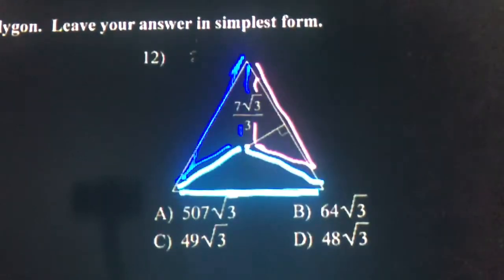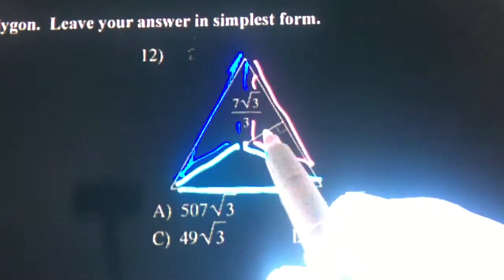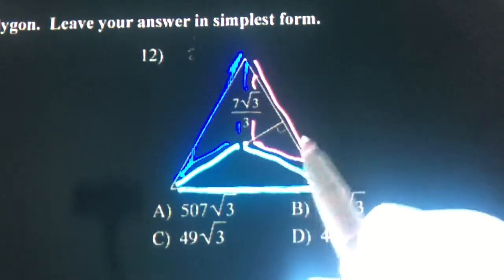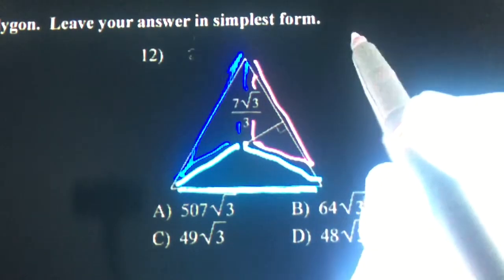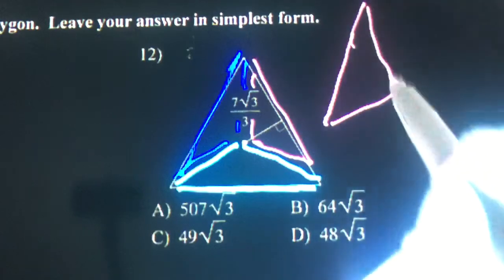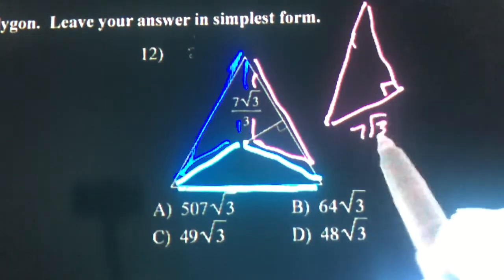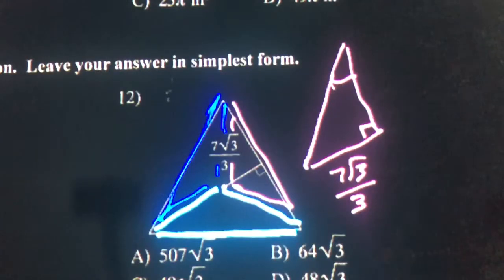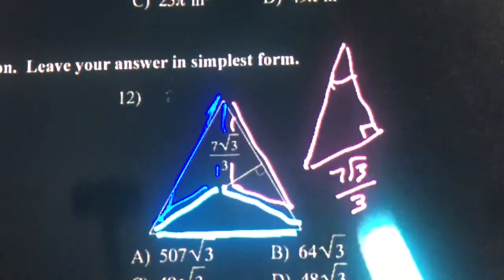of our problem. So we're going to go ahead and recognize that this 7 root 3 over 3 is the apothem. That's right here. And I'm going to take this part of the triangle out, blow it up a little bit, and concentrate on that, as we said. So this is 7 root 3 over 3. So I'm going to concentrate on this triangle right here, which I took out of it.